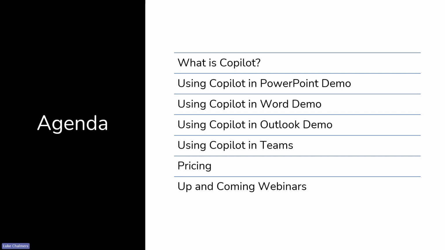So if we look at the agenda, Microsoft launched Microsoft Copilot last year, and this is their flagship AI product, and they are making a lot of noise about this at the moment. We'll start with a quick video, just giving you an idea of what Microsoft Copilot for Microsoft 365 is. And then I'll do a live demo of using Microsoft Copilot for Microsoft 365 in PowerPoint, Word, Outlook, and Teams. Finally, we will go through pricing, as well as giving you an opportunity to ask any questions that you have.